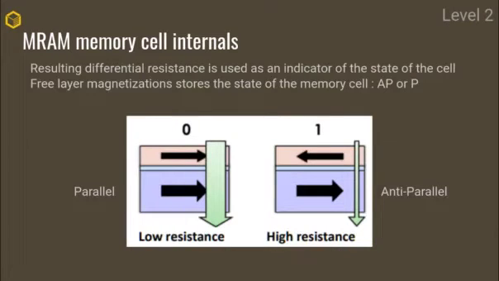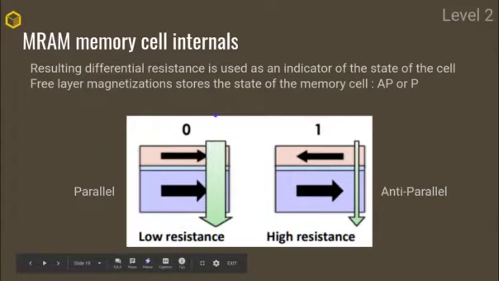So how do we actually use this in practice? Well, we have 2 different metals. We'll call them layers. We have a free layer that can change its polarization, and we have a fixed layer, which is much larger, that is always polarized in the same way.